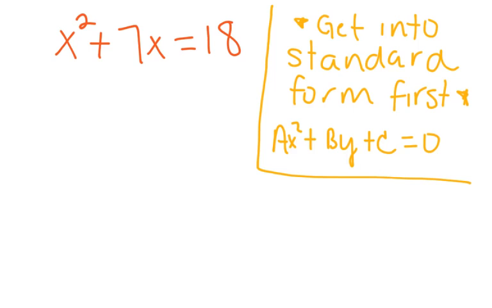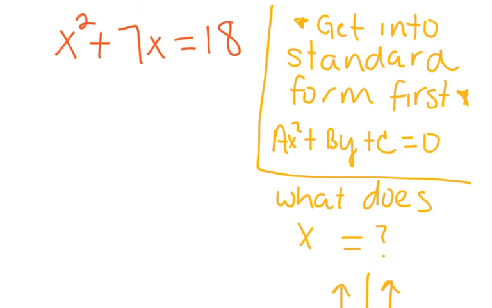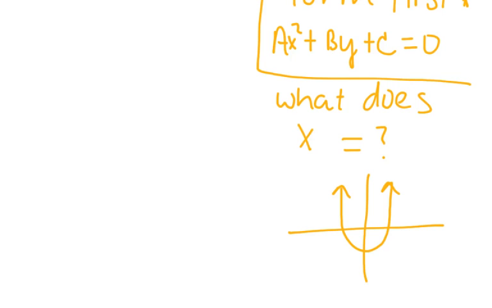Basically, what does it mean to solve a quadratic? Well, we're solving for x. What does x equal? And you know the shape of a quadratic is something like this, for instance. So for now, there'll be two solutions where it crosses the x-axis on both sides. So your x-intercepts are your solutions.